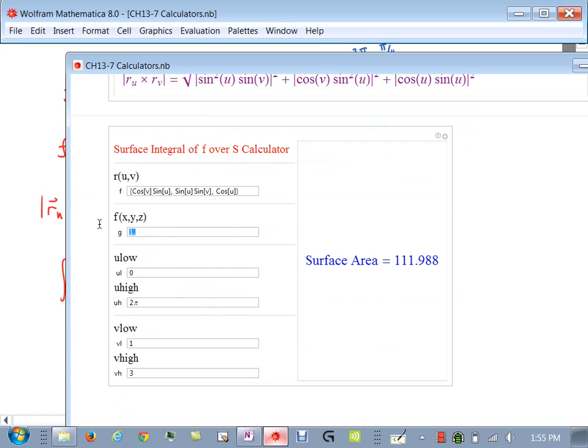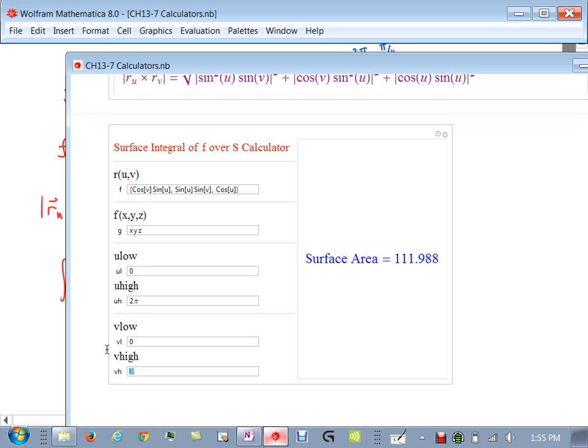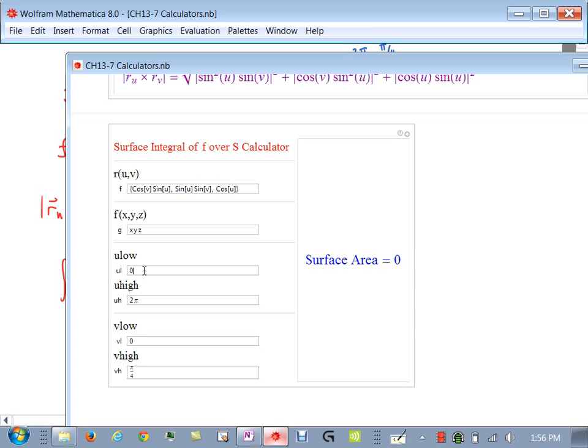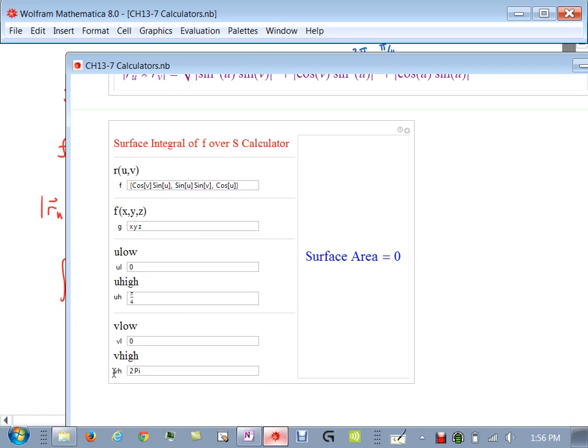My function is x times y times z. And this one should go from 0 to pi over 4. Something doesn't seem right. Oh, I have them backwards. Yes. That's right. It's not, but it is wrong. 2 pi.